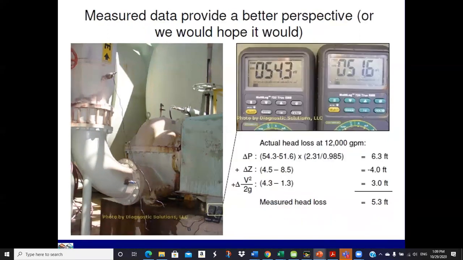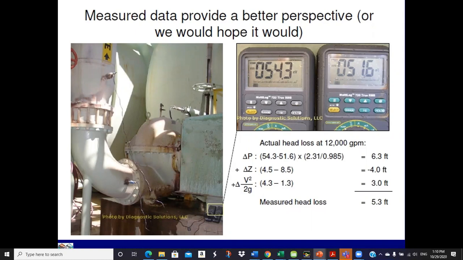Okay, so here he's measuring the pressure drop across here. So this is the delta P. These are the pressures he's reading: 54.3 minus 51.6. This is times 2.31, that's our conversion for standard water. And if the specific gravity is different, we have to divide by the specific gravity. The specific gravity in this case is 0.985. And so that's 6.3 feet.